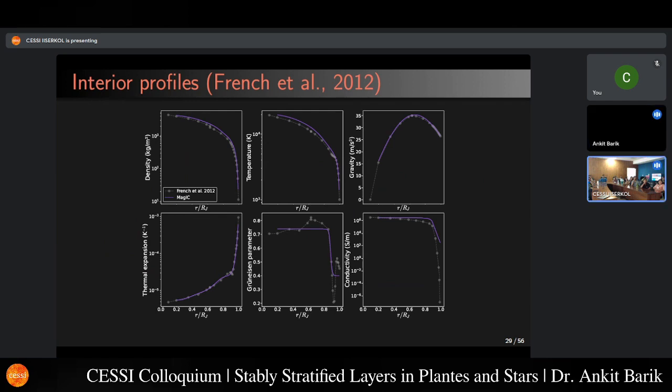So then you fit the profiles with polynomials, and it's fairly easy to plug into MagIC. So you have density, temperature, gravity, thermal expansion coefficient. This is a weight parameter which is related to the polytropic index. And this is the electrical conductivity, which remains fairly constant and then rapidly decays away. This is one of the main reasons why we only simulate till about 99% of the planet, because the last bits are dropping too fast for us to simulate.